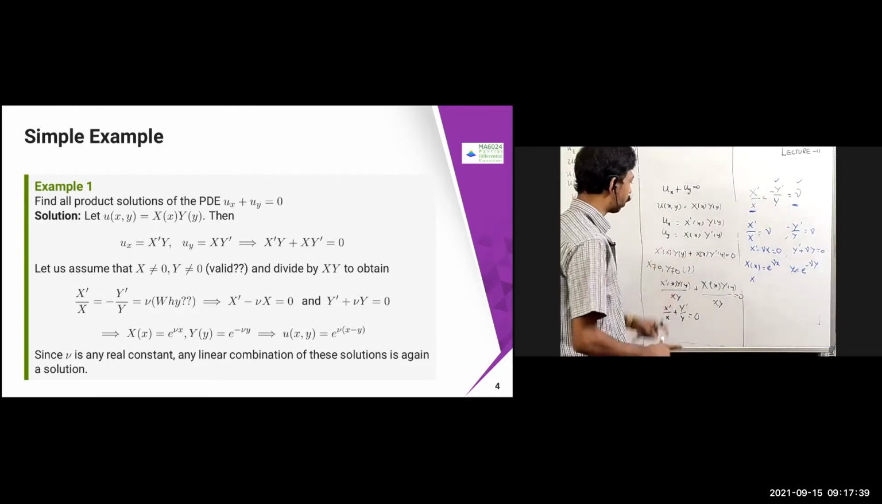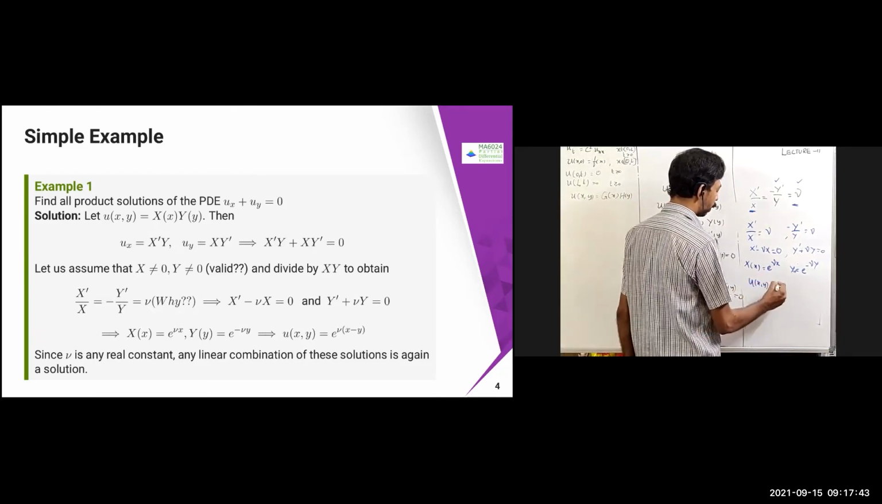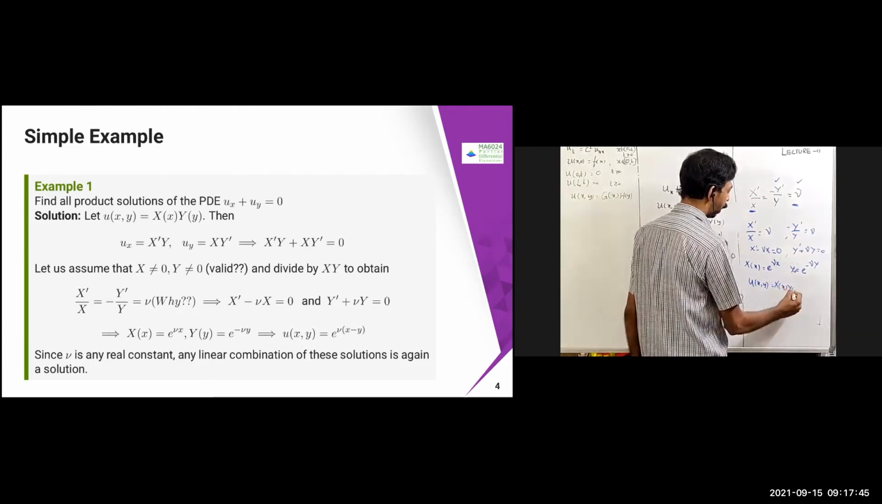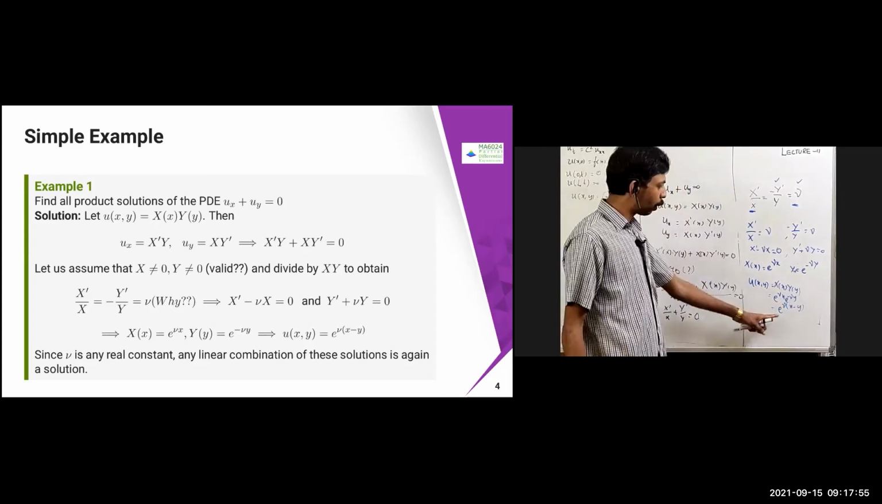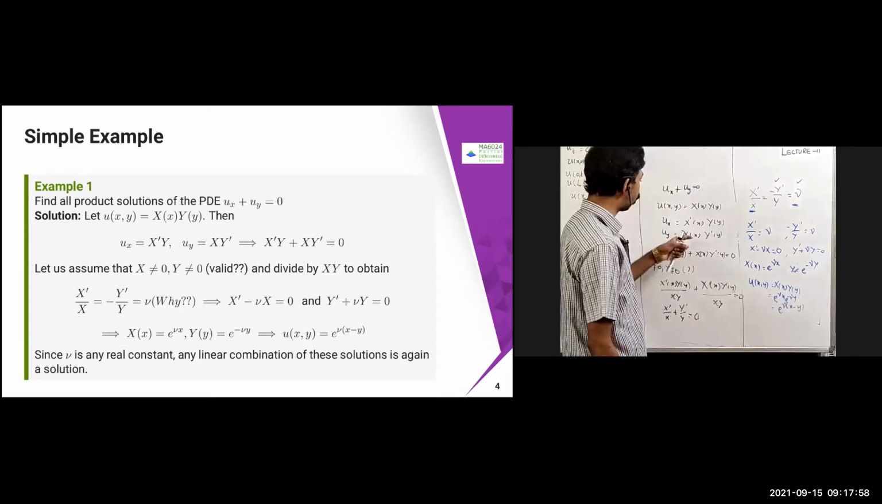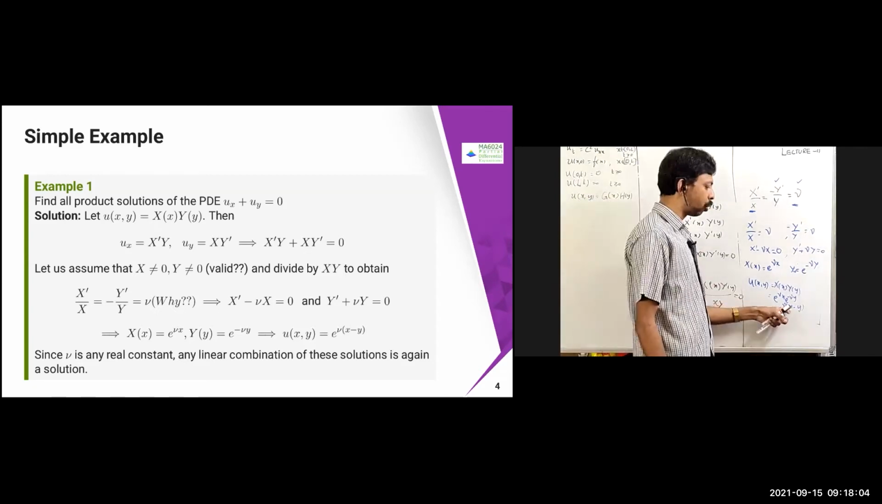What is my solution? u of x comma y is nothing but x of x into y of y. Therefore, this is going to become e power nu x into e power minus nu y, which is e power nu into x minus y. So e power nu into x minus y is going to be my solution for this problem. This is a product solution. Nu is a real constant.